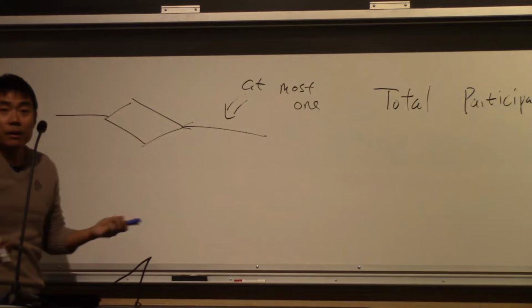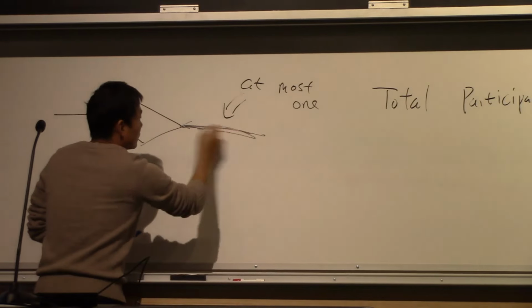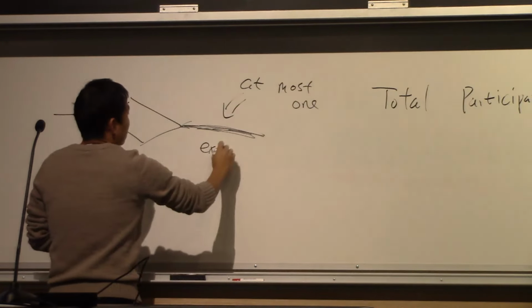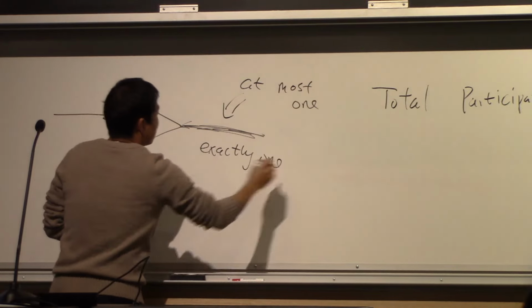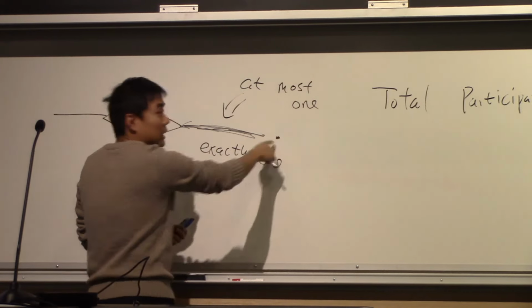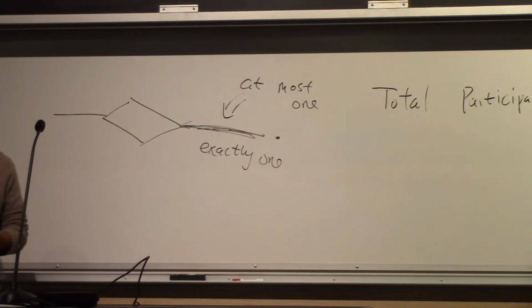You must have one manager is indicated by the bold line. You can have at most one manager is indicated by this arrow right here, because it's a one-to-many mapping, you can only be connected to at most one employee. So combine these two facts together, you get the semantic of exactly one manager. Does that make sense to you?